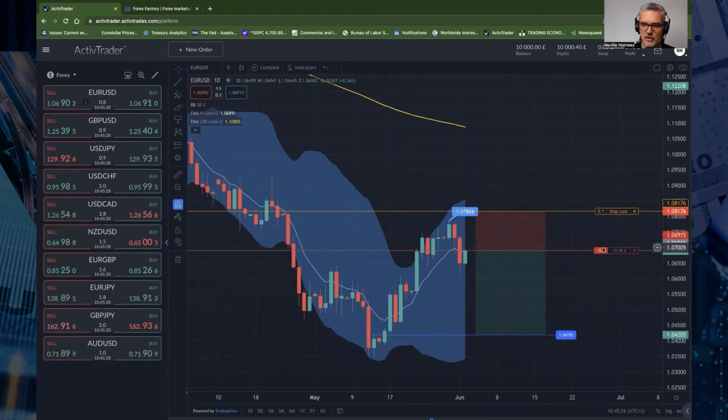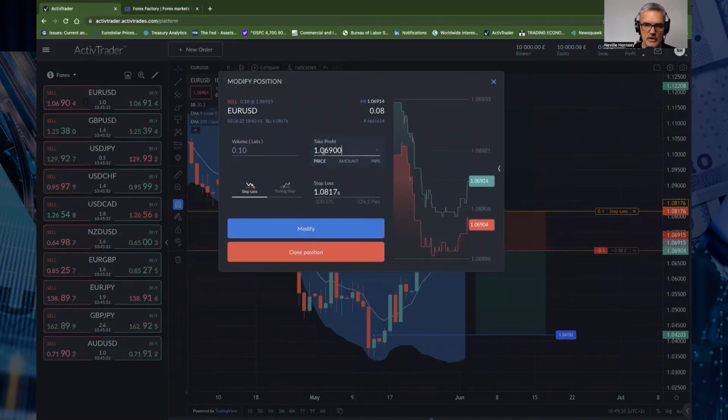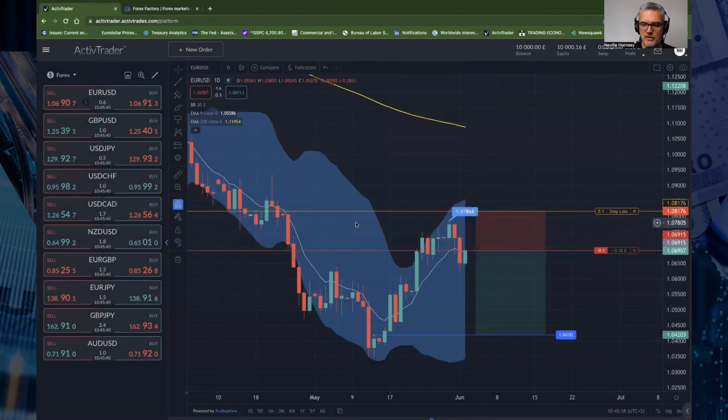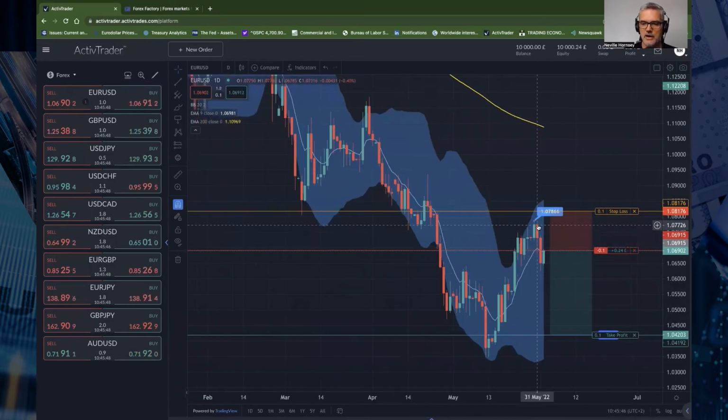And I'm going to put in the profit target now. So you can see down here, it's 1.04192. Modify position. So that's now our take profit target as well. So essentially what I'm looking for is this correction to have stalled out now.